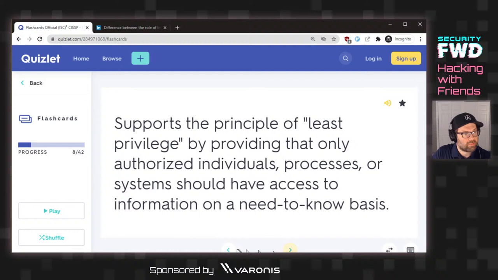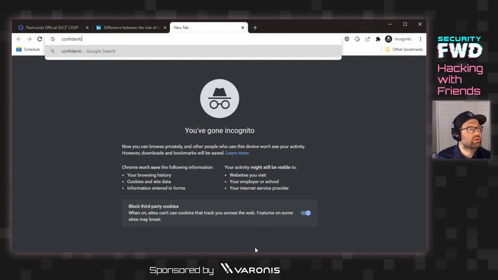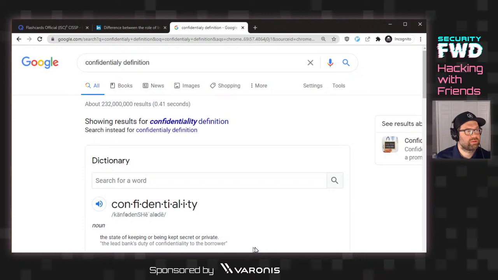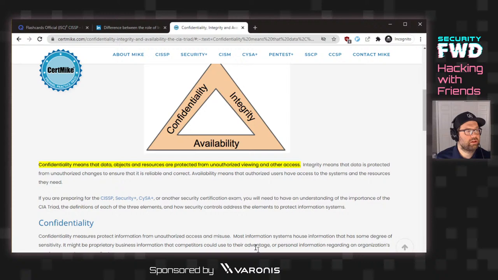Okay. Supports the principle of least privilege by providing that only authorized individual processes or systems should have access to information on a need to know basis. Privacy by design, security by design. Oh, confidentiality. I'm just messing these up. Confidentiality. That's not very good. CISSP. Triad. All right. Confidentiality, integrity, availability.